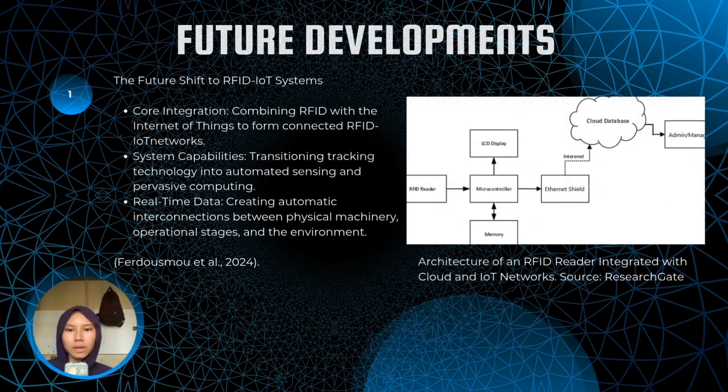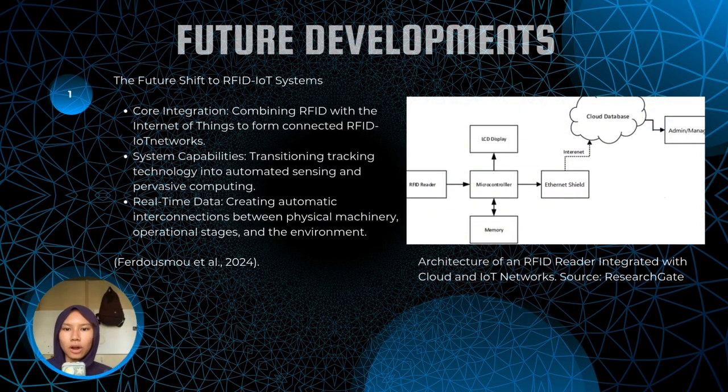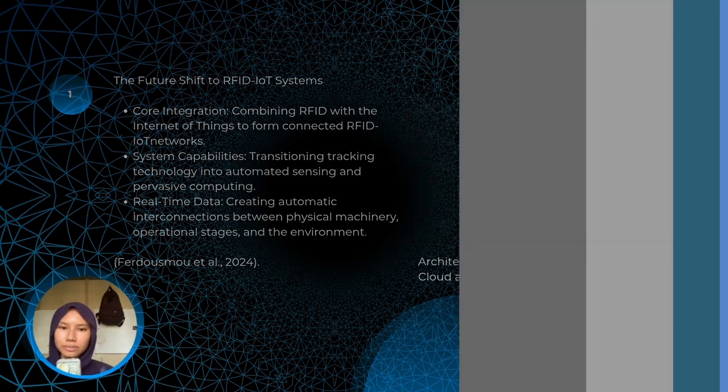First, the future is all about combining RFID with the Internet of Things to create smart RFID IoT networks. This shifts us from basic scanning into automated sensing, allowing machinery, physical processes, and the environment to connect and share real-time data completely on their own.